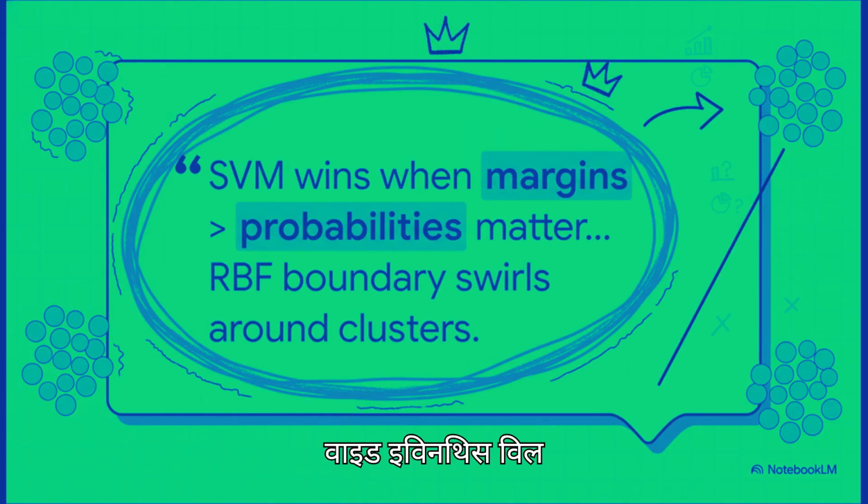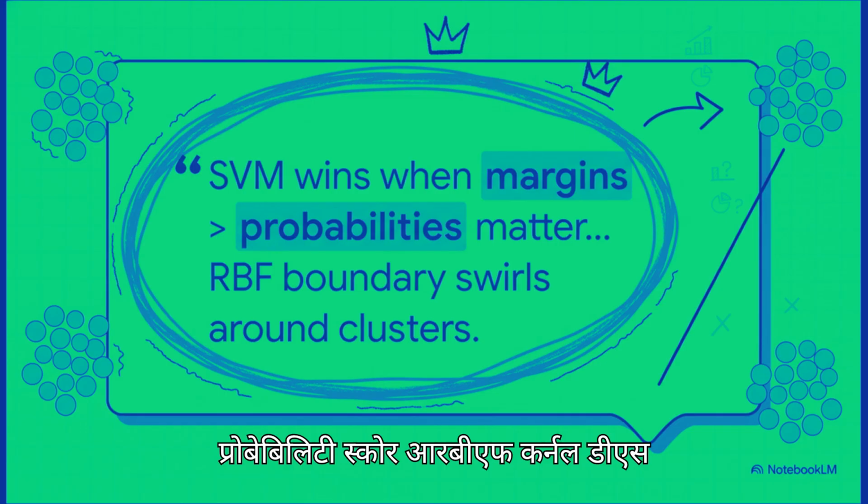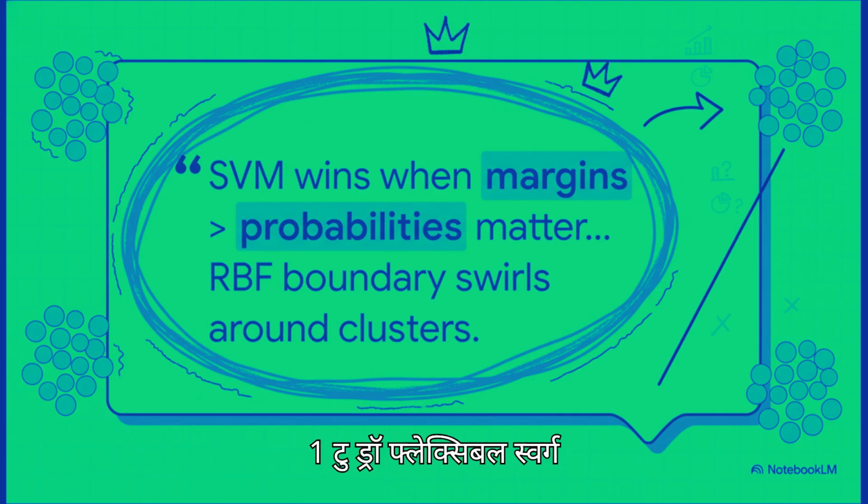Well, this really gets to the heart of the SVM's strength. SVMs are the champion when what you care about is having a really clear, wide margin, not just getting a probability score. That RBF kernel allowed the SVM to draw a flexible, swirling boundary that perfectly wrapped around the data clusters. A simple straight line from logistic regression just couldn't compete with that shape. It's all about picking the right tool for the job.